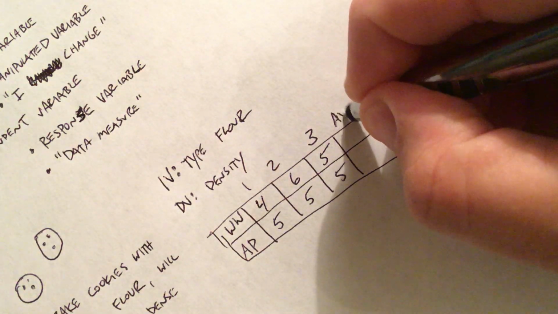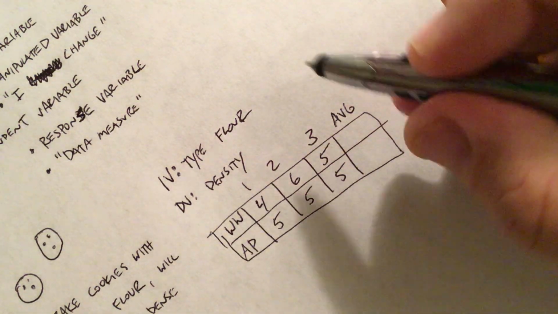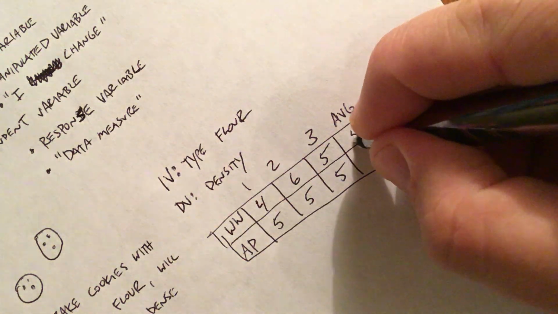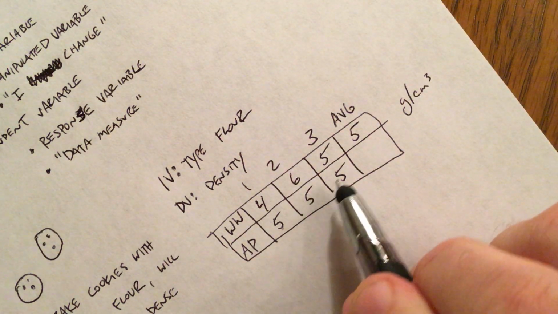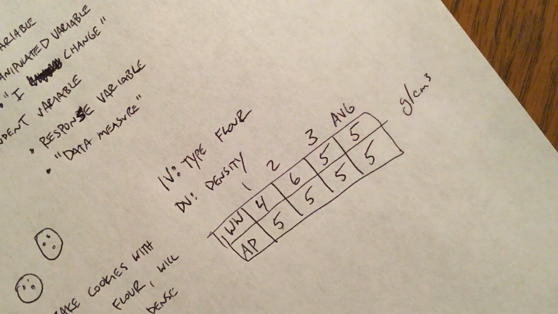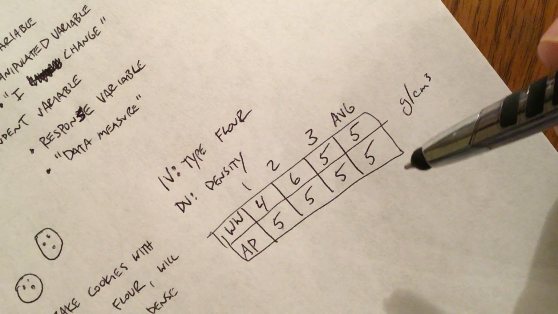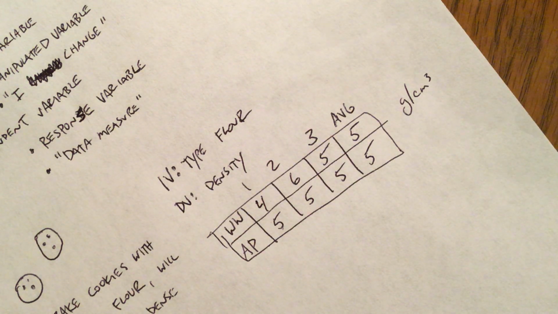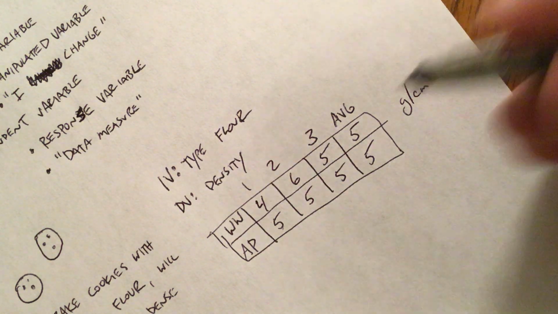And this column here would be for the average. So you got 3 trials and you calculate the average, add up these 3 numbers and divide them by 3. You're going to get 5. Add up these 3 numbers and divide them by 3, you're going to get 5. So with these numbers I made up, for the experiment, the density of the cookies were the same. So your hypothesis was not supported.